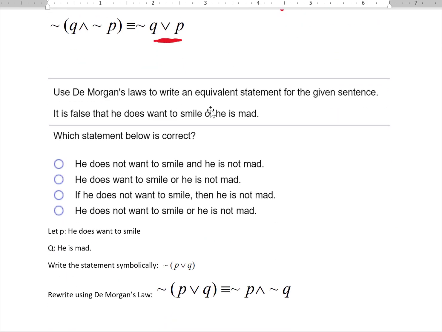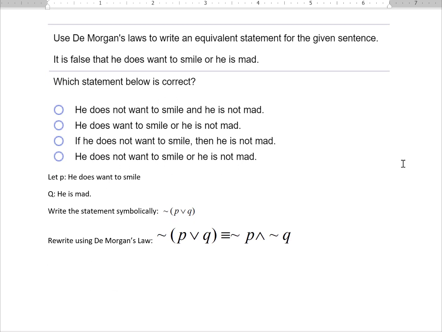Use De Morgan's laws to write an equivalent statement for the given sentence. It is false that he does not want to smile or he is mad. So I can use this De Morgan's law right here. I write that compound statement symbolically right here. And then I can use that one De Morgan's law to find an equivalent statement, which would be he does not want to smile and he is not mad, which was the first choice right here.